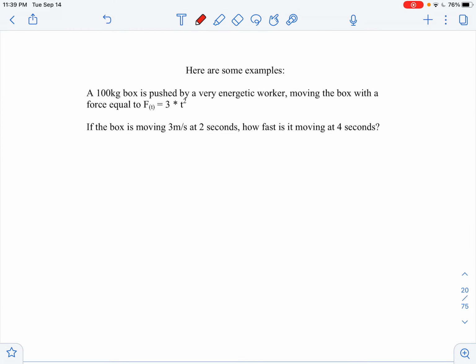All right, here we go. A 100-kilogram box is pushed by a very energetic worker moving the box with a force equal to 3t squared. So force is a function of time. That's a good clue that we're probably going to need to either integrate or differentiate. If the box is moving at 3 meters per second at 2 seconds, how fast is it moving at 4 seconds?